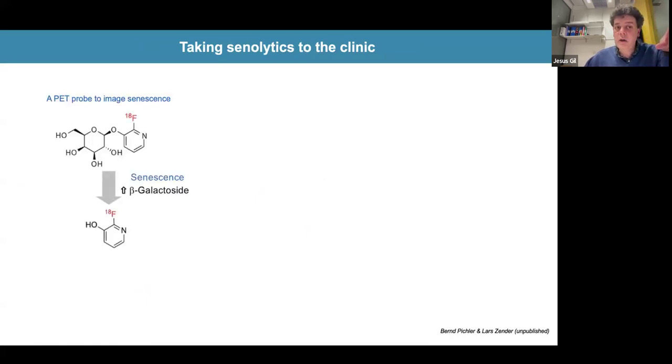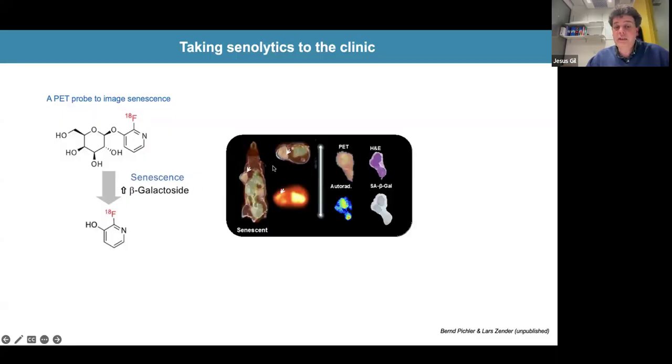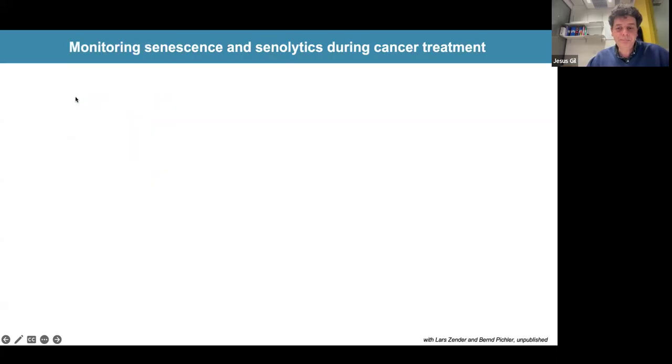been done by one of our collaborators, Lars Sender. And one of the things that we need, apart from having good molecules that we can use to try to target senescent cells, is good ways to monitor senescence. So they developed a PET probe that is able to basically report for beta-galactosidase activity. And this is in mouse models where you have senescent cells. And you can use this PET probe to monitor senescence.